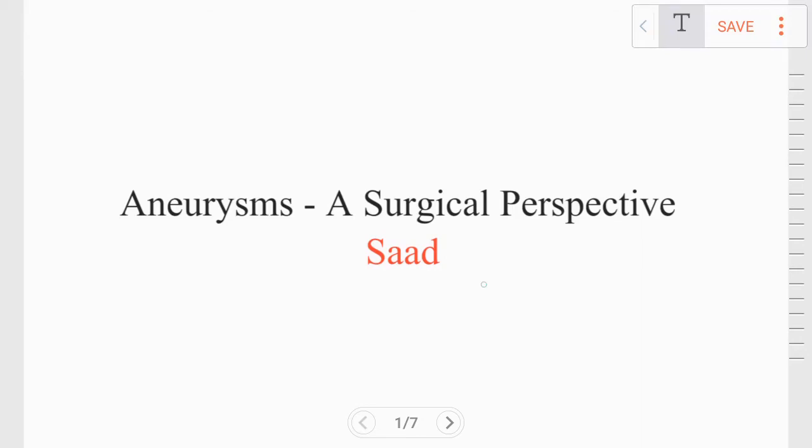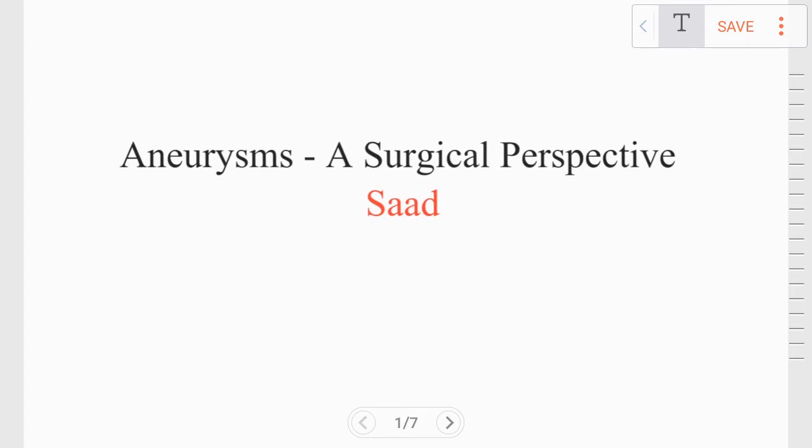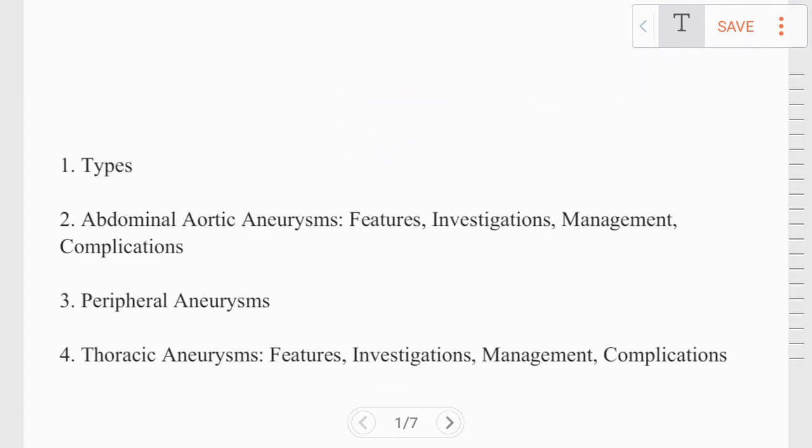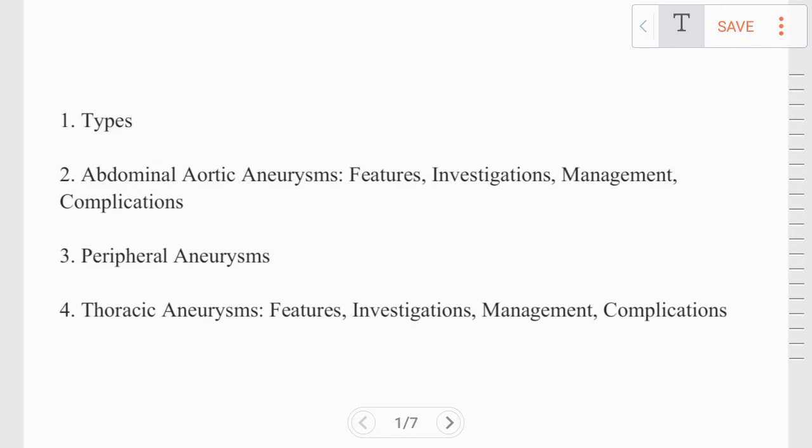So now we'll talk about aneurysms, especially from a surgical perspective. We'll start off by discussing the contents of this discussion. We'll talk about, first of all, the types of aneurysms, how we can classify aneurysms. Secondly, we'll go into the details of abdominal aortic aneurysms. Then we'll move on to the peripheral aneurysms. And finally, we'll talk about thoracic aneurysms.